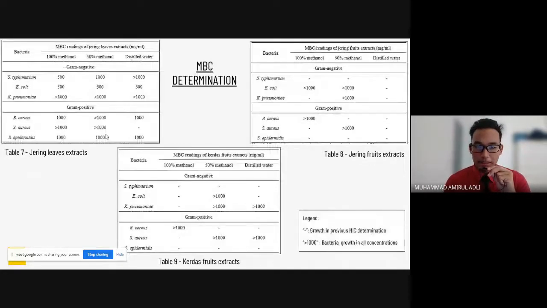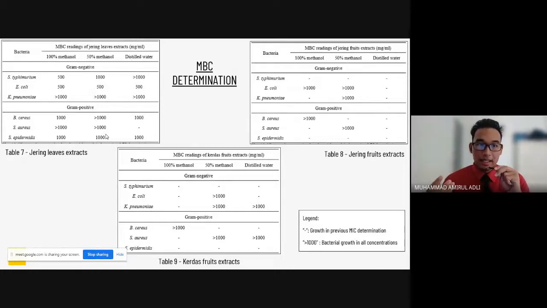Now we move on to the MBC determination, where the Jering leaves extracts in table 7 showed various MBC values against certain types of bacteria, which ranged from 500 to 1000 milligram per milliliter. And as you can see in table 8 and table 9, Jering fruit extracts and Kerdas fruit extracts, respectively, do not exhibit bactericidal effects against tested bacteria.